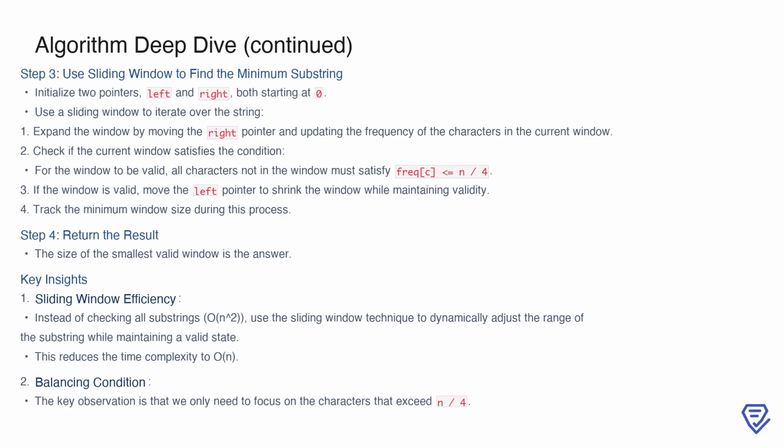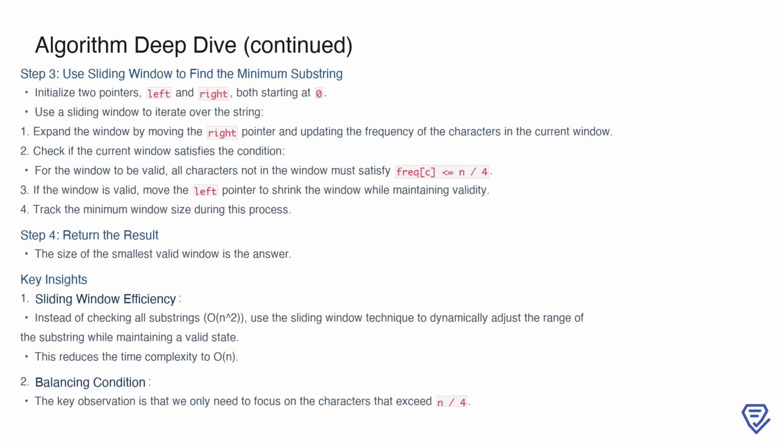At each step, we check if the characters outside the window satisfy the balancing condition, specifically, whether their frequencies are less than or equal to n/4. If the condition is met, we can attempt to shrink the window by moving the left pointer inward, ensuring that the window remains valid while we minimize its size. Throughout this process, we track the smallest valid window size, as this represents the minimum substring length needed to balance the string. This method is highly efficient because it avoids the need to check all possible substrings, which would be computationally expensive.